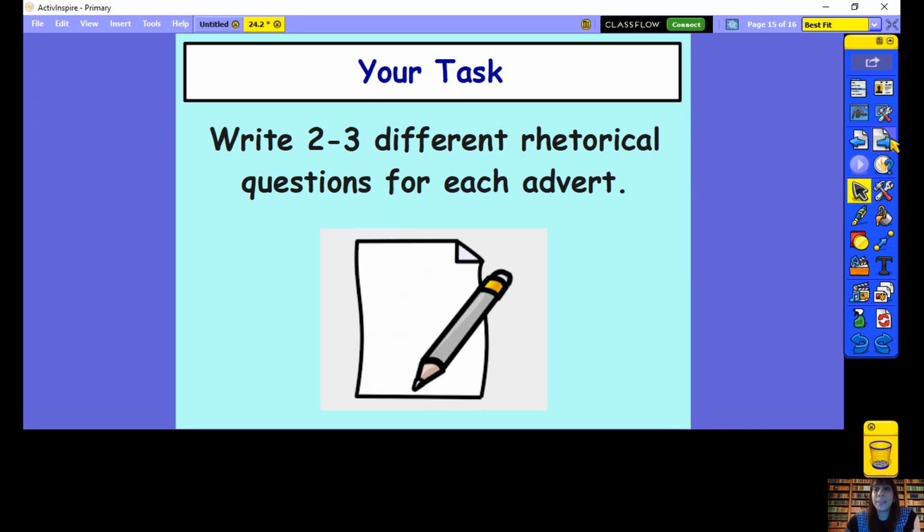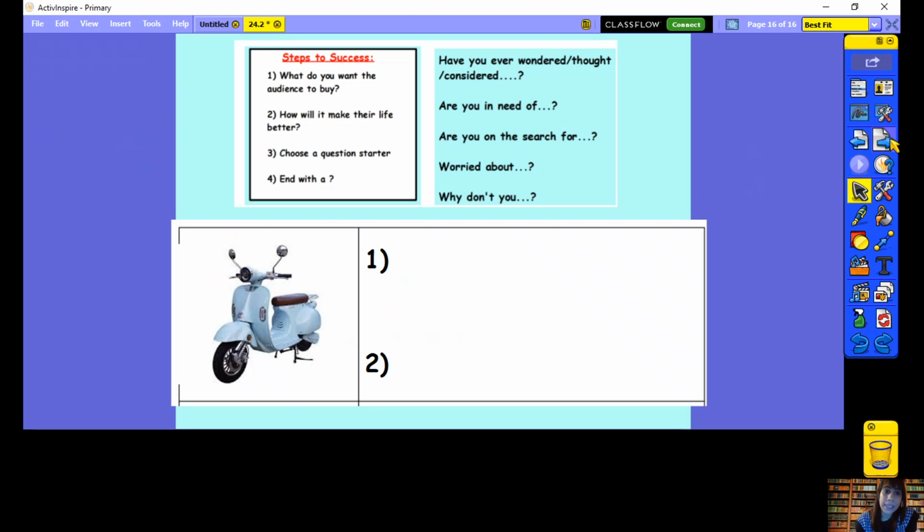So again, you're persuading people to use or buy these products. On the worksheet, I've given you the steps to success, and I've also written down the different question starters if you have forgotten. Now, I'm going to give you an example of a totally different product that isn't on your worksheet, so you can't copy. But again, if you have the worksheet, great, you can just write straight onto the piece of paper. If you don't, just number 1, write what the product was and then write your questions next to it. So you don't need anything printed out. So let's do one together before I send you off.